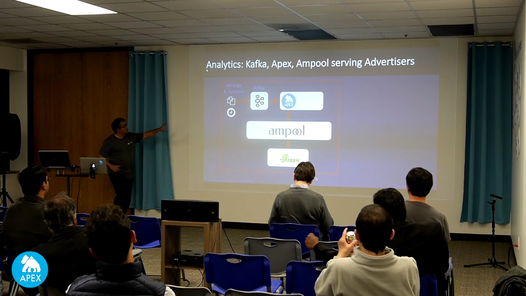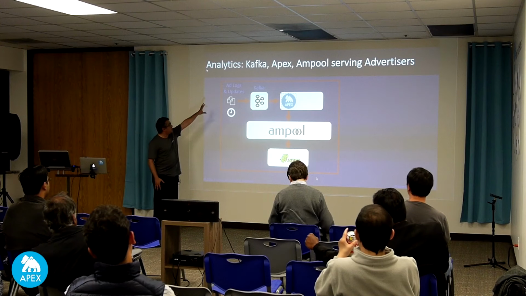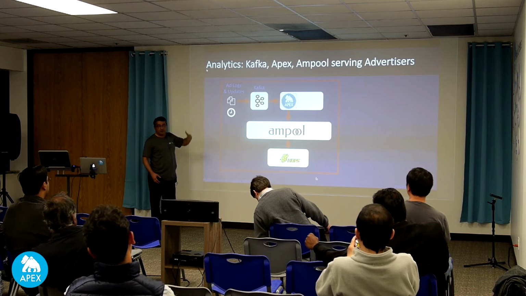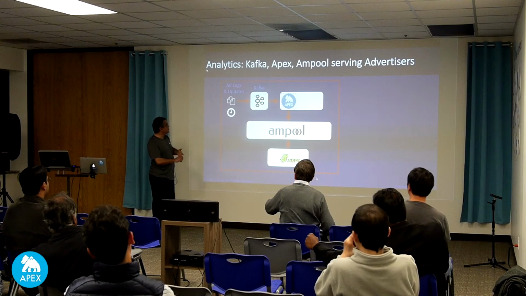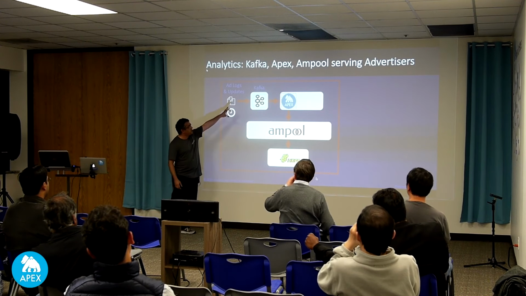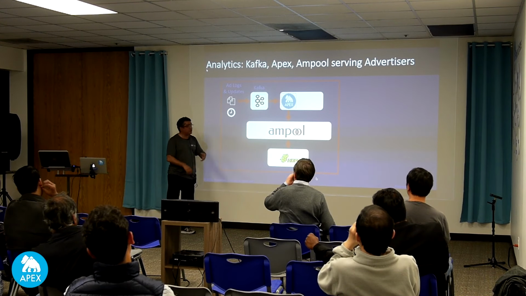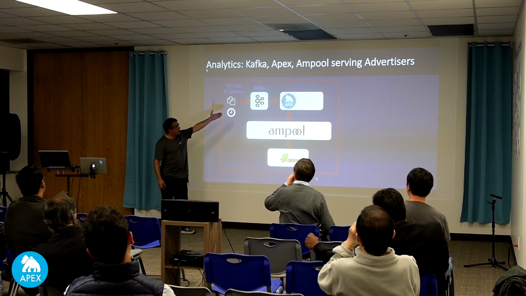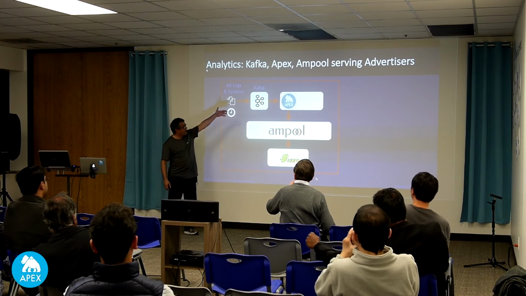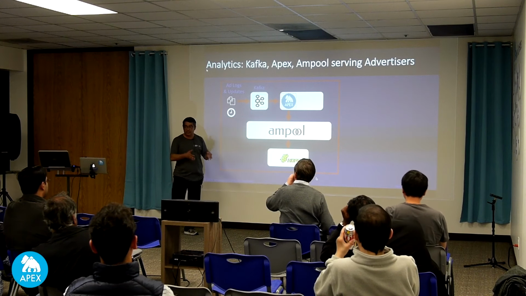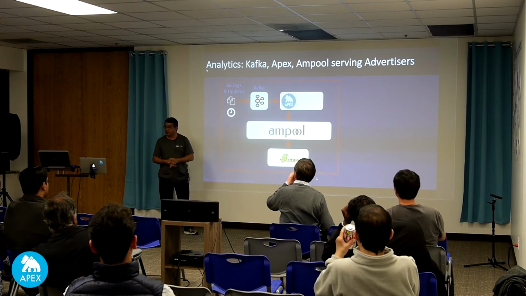So as I mentioned, we have these ad server logs, as well as updates to users, contents, as well as the advertisements themselves. They all come inside Kafka. So we have a Kafka cluster. From Kafka, Apex picks up all those events, and Apex stores those events into the Ampool M table.